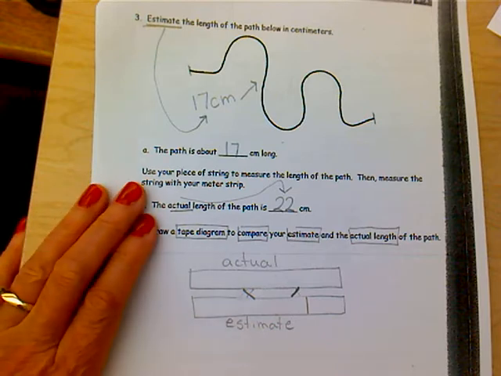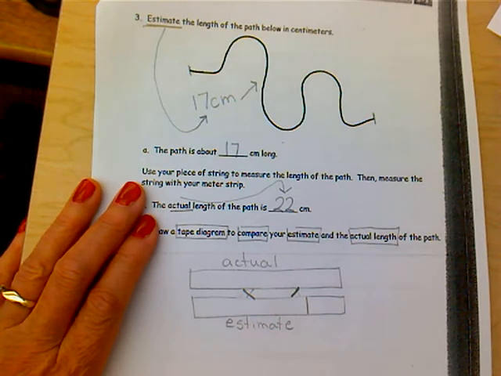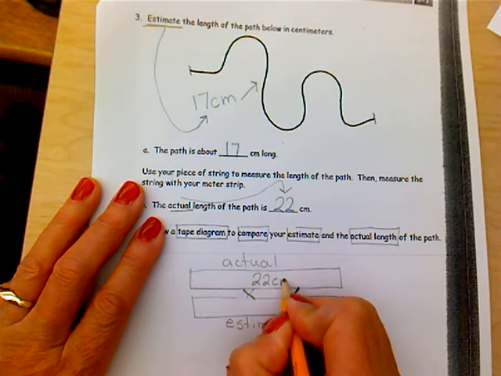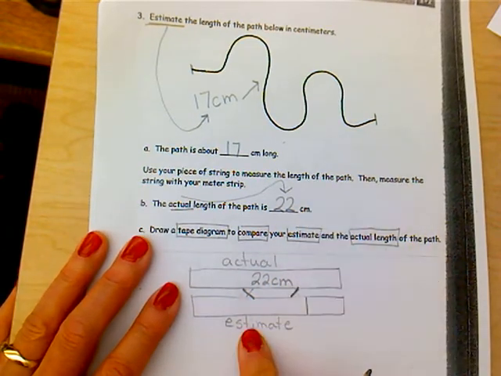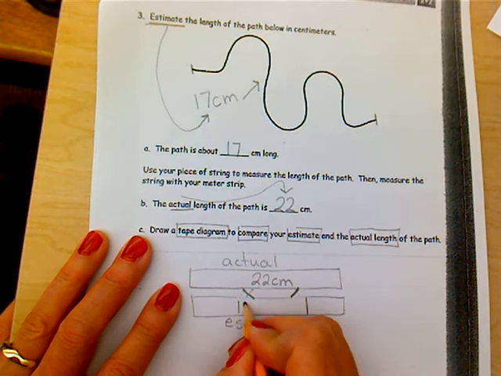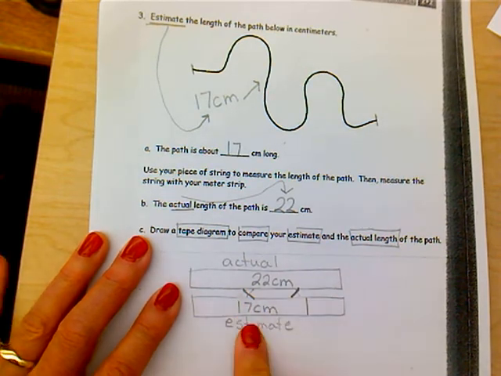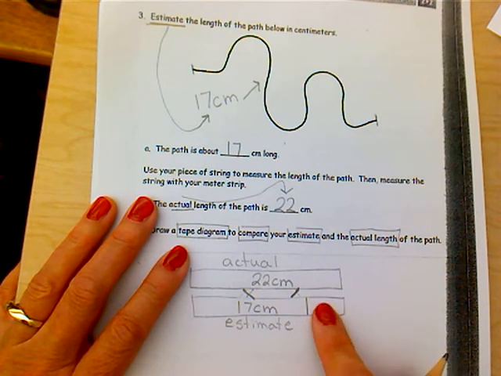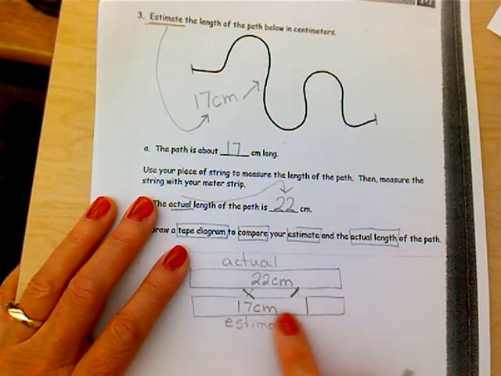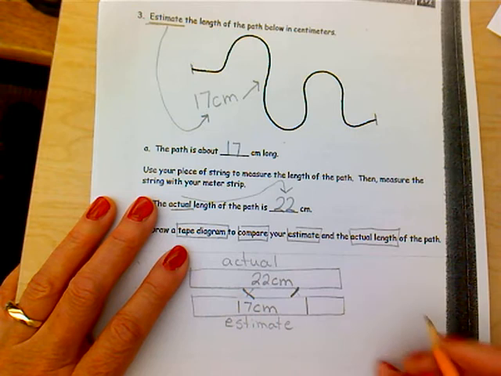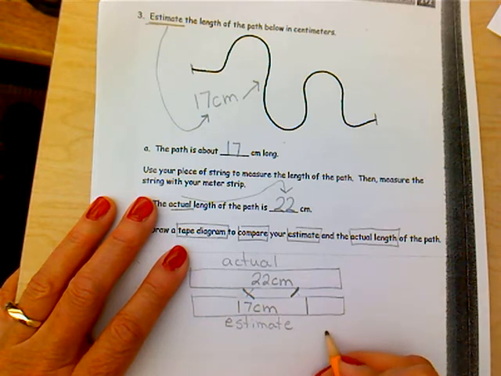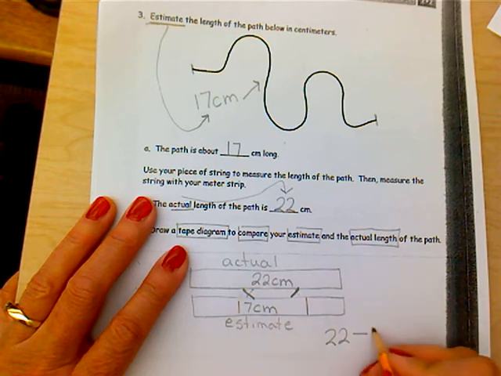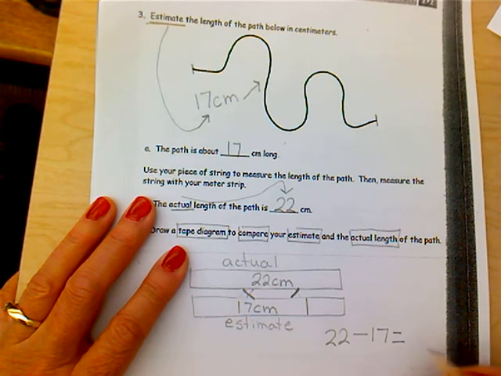All right, so your actual measurement was 22 centimeters. You knew that from up here. Your estimate was 17 centimeters. You knew that from up here. So now I have to figure out what's missing. What would I have to add to 17 centimeters to get 22? Well, I know that if I take 22 centimeters and take away 17 centimeters, that would give me, well, let's find out.